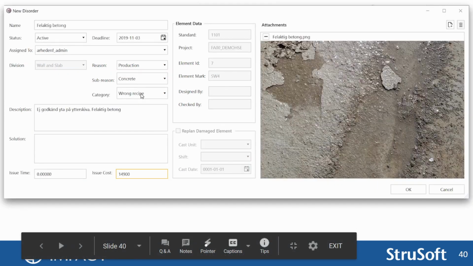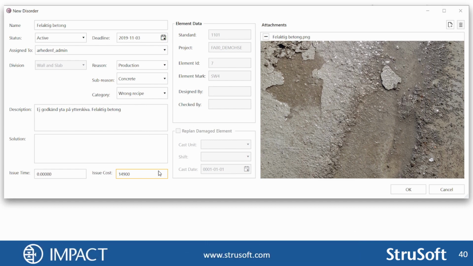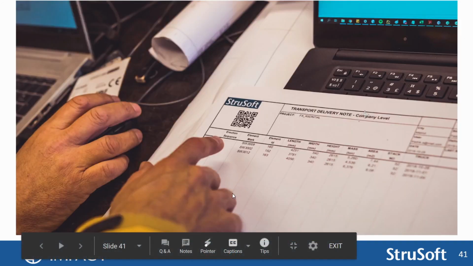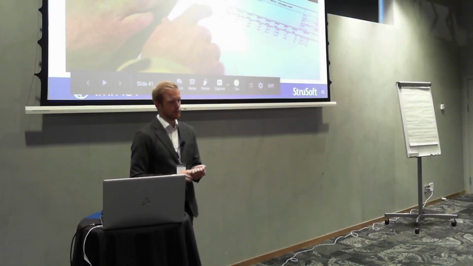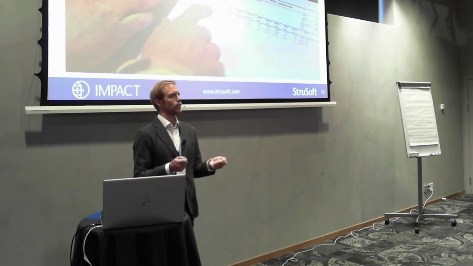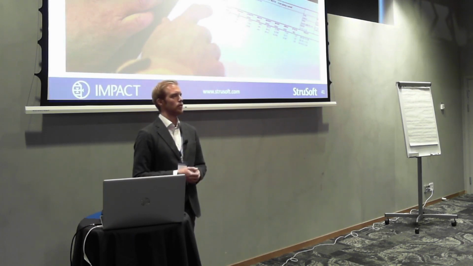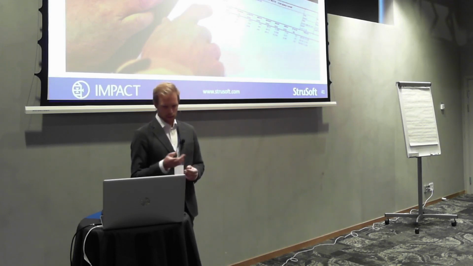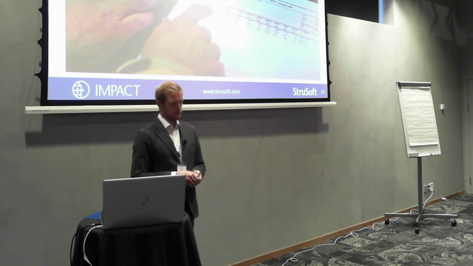This one, production, concrete, wrong recipe, for example. Yep, and those three examples that I showed, it was one single element that you found in the phone, for example, or in tablet out on the storage or out in the construction site. But this one is, I know some of you have added the QR code to the delivery note.